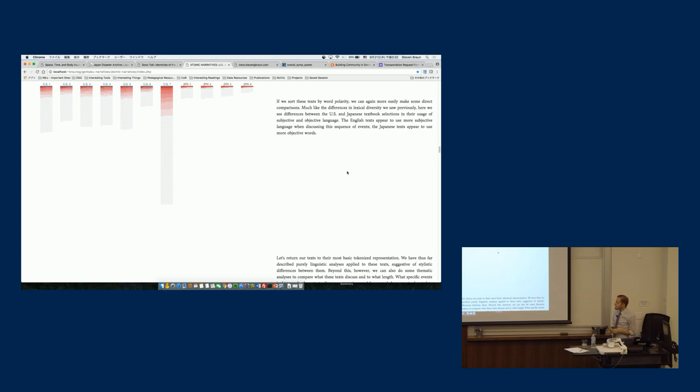So we can start to wonder or start making assumptions or conclusions about the relative objectivity of these texts. And we might say that the US history textbooks are a little bit more subjective, have a little bit more latitude in the diversity of language that they can use to describe these events. Whereas the Japanese texts are more objective, right? Much more straightforward in their depiction of these events.